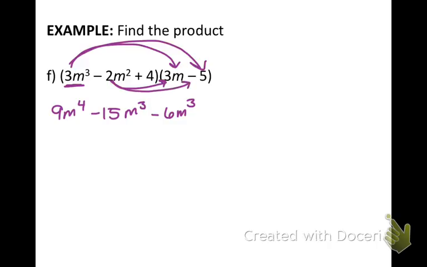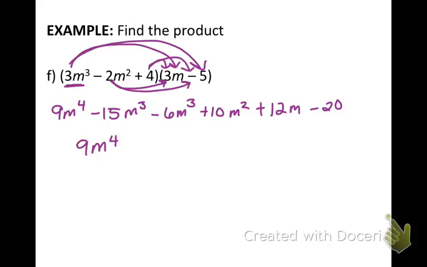Negative 2m squared and a negative 5 would be 10m squared. Now we have to take the last term in that trinomial, which is the 4. 4 times 3m would be 12m. And 4 times negative 5 would be negative 20. Combine like terms. Do we have any other 4th powers? Nope, so that comes down.